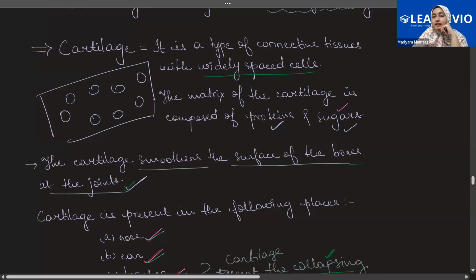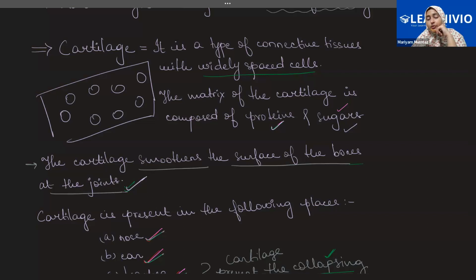So that is what cartilages do. And this is more important in the knee joints. For older people, this cartilage in the knee joint starts getting reduced, because of which they have a lot of knee problems.